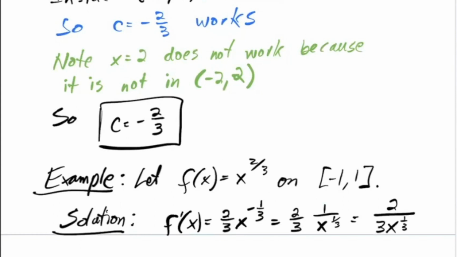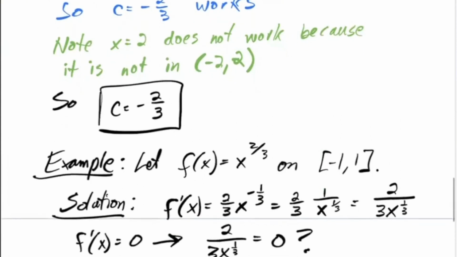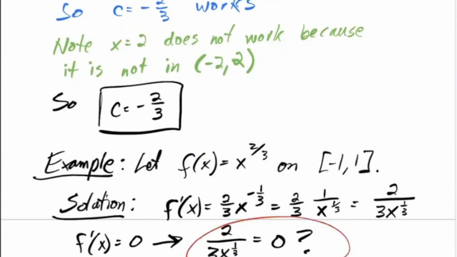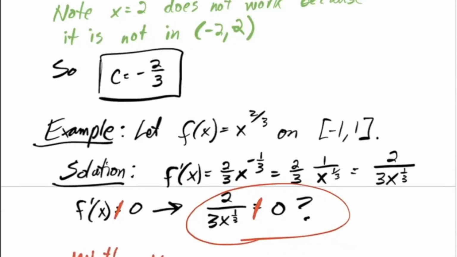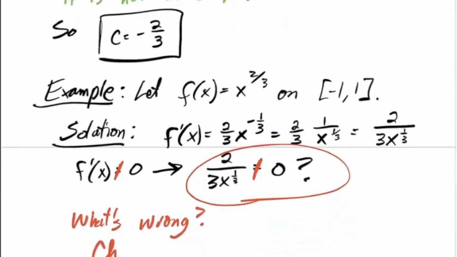And Rolle's theorem would say that that derivative equals 0. That would imply then that 2 over 3x to the 1/3 equals 0. But wait a minute, that doesn't work, right? Because if a fraction equals 0, that means the numerator of the fraction has to be 0. But it's a 2, and 2 doesn't work. So this doesn't work. Okay, so what's wrong? Well, we didn't check the hypotheses of Rolle's theorem.